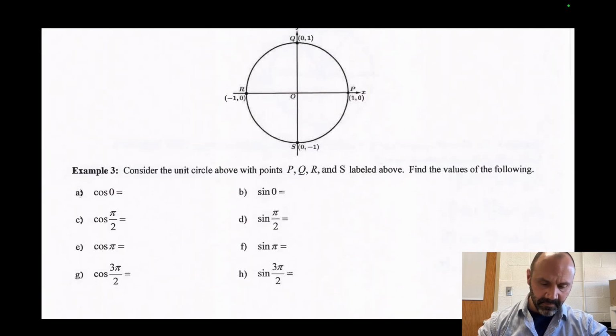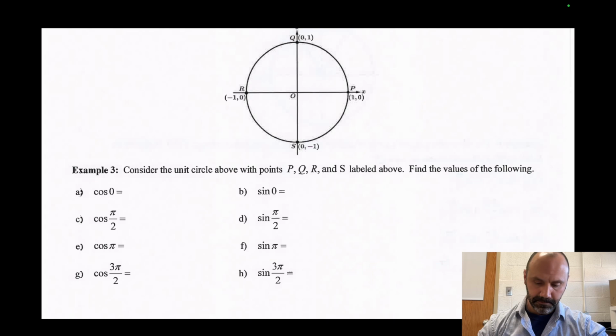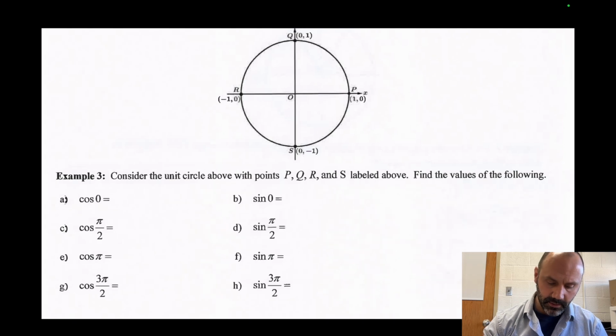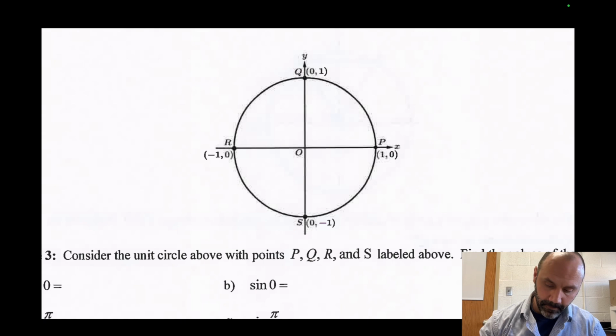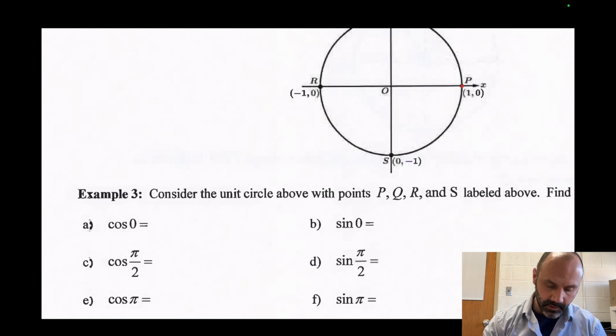Let's take a look at this one. So we're considering these points. Find the values of the following. So cosine of 0, you can try this in your calculator too to see how it all lines up. Don't forget to put your calculator in radian mode. The cosine of 0, the x-coordinate of 0 is 1. I have a radius of 1 there.